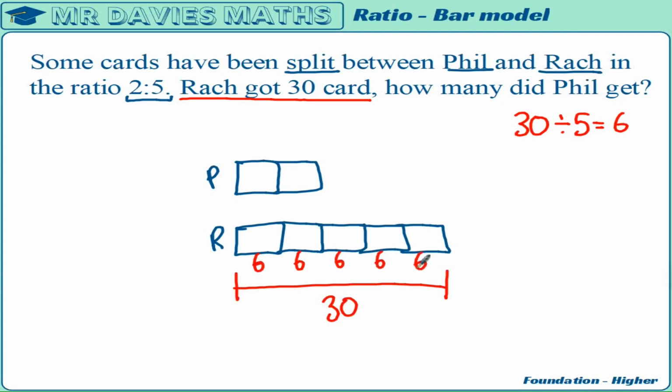And there we go. So if there's 6 in those boxes, there's also 6 in these boxes. So as you can see now, Phil must have ended up with 12 cards. Again, the question doesn't really ask for it, but if we wanted to, could we figure out the total? Well, 30 for Rach, 12 for Phil means that they had 42 cards to start off with. Let's try another.